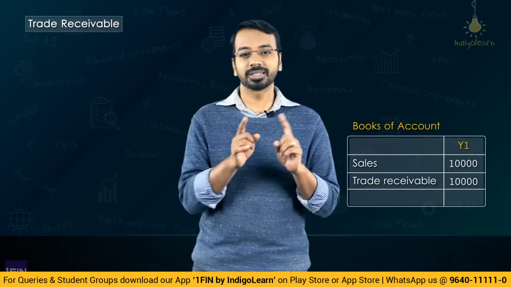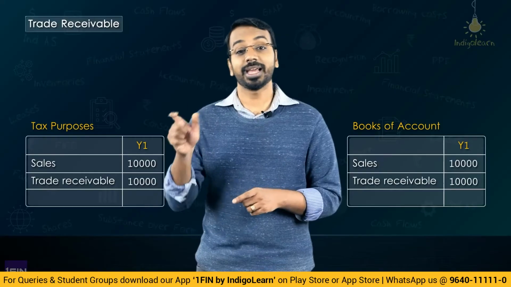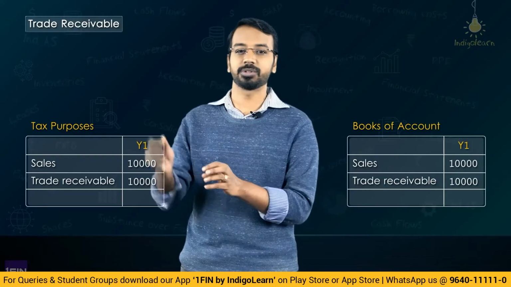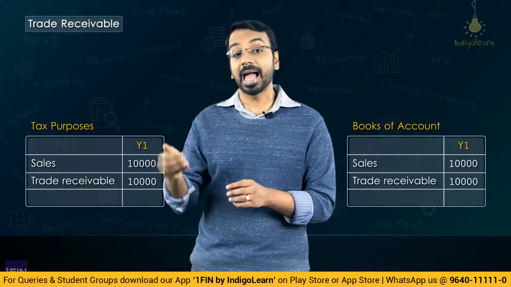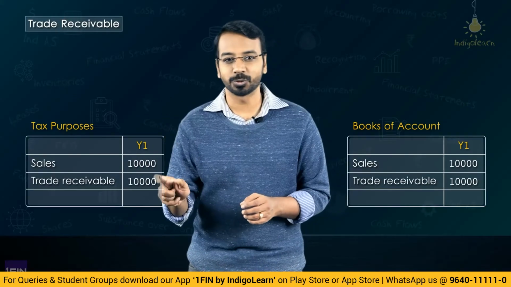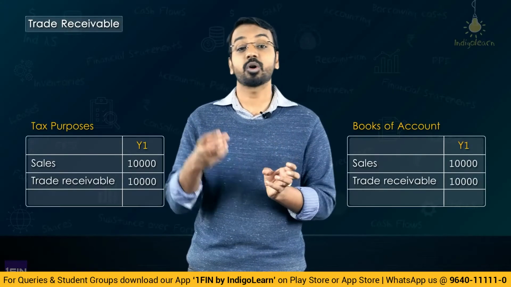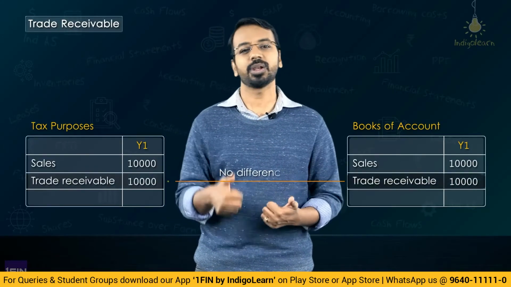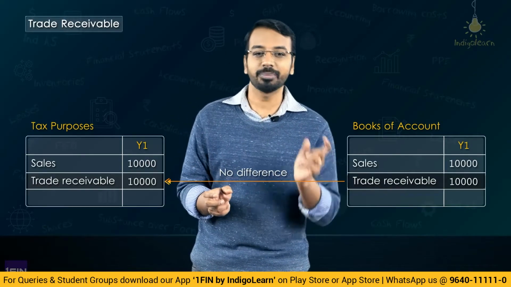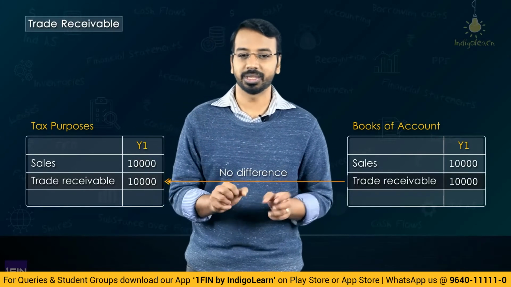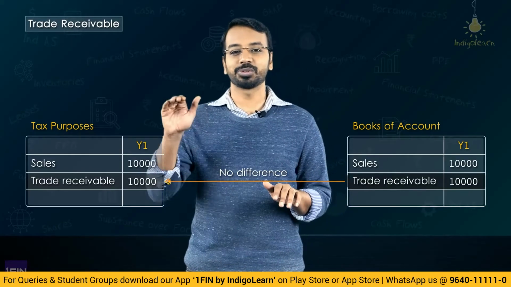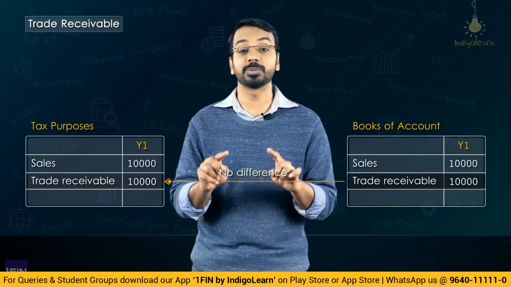Now for the tax purpose, the same asset, how will you represent that? For the tax purpose also, you would have recognized this income. You would have already recognized that as sales, and that amount is still outstanding. So even for tax purpose, the trade receivable amount is 10,000, right? So you can see here that the tax base of an account receivable, which is already recognized in books as well as for the purpose of taxation, is 10,000. It means that there is no difference between the accounting balance and the tax base of the same thing.